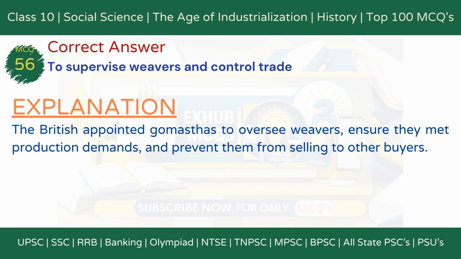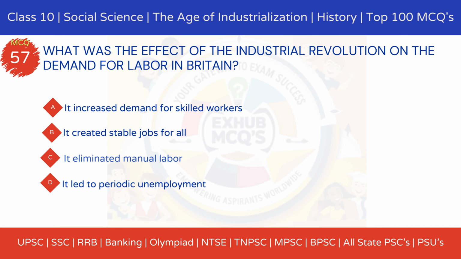MCQ 57. What was the effect of the Industrial Revolution on the demand for labor in Britain? Option A. It increased demand for skilled workers. Option B. It created stable jobs for all. Option C. It eliminated manual labor. Option D. It led to periodic unemployment.